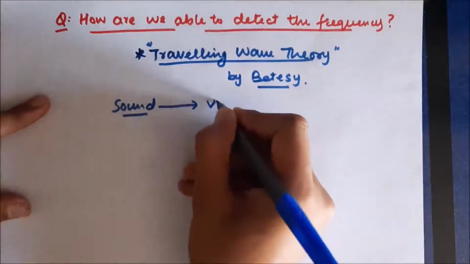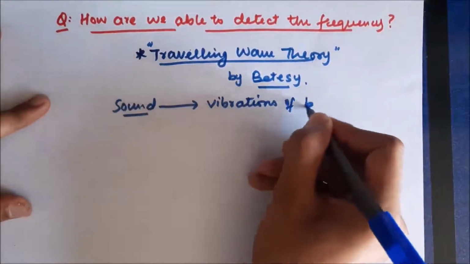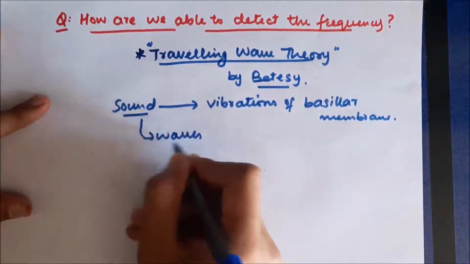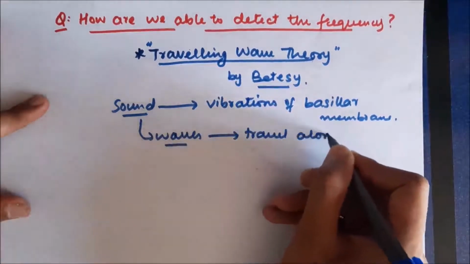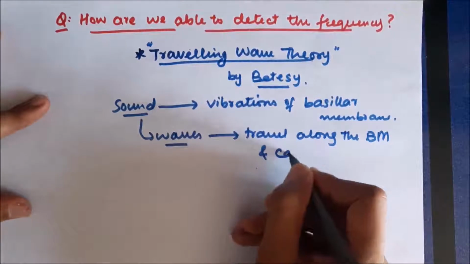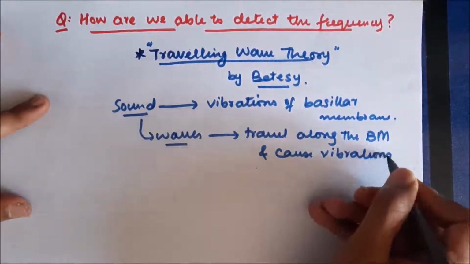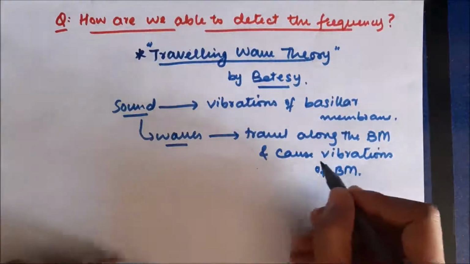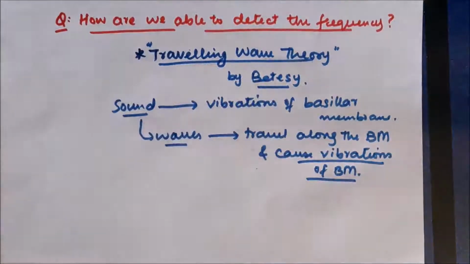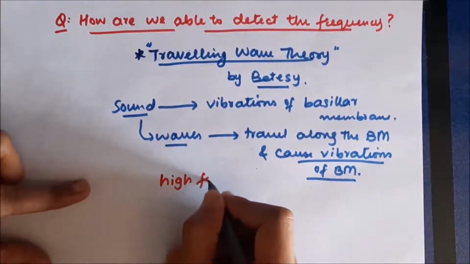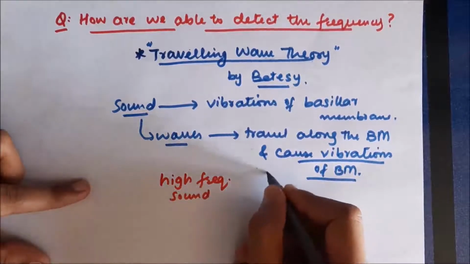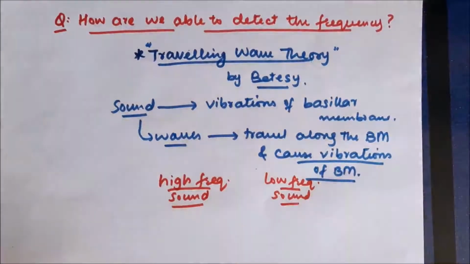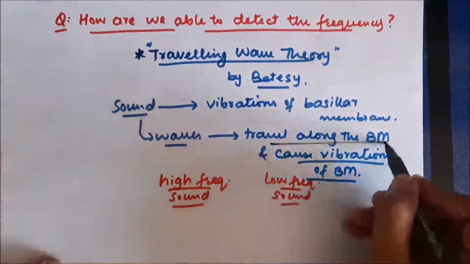According to this theory, sound waves travel along the basilar membrane and cause vibrations in it. These vibrations play a very important role in deciding whether the sound has a high frequency or low frequency. It depends on the location of these vibrations in the basilar membrane. There can be a high frequency sound or a low frequency sound. When the frequency of the sound is high, the vibrations in the basilar membrane are more prominent in the base of the cochlea.